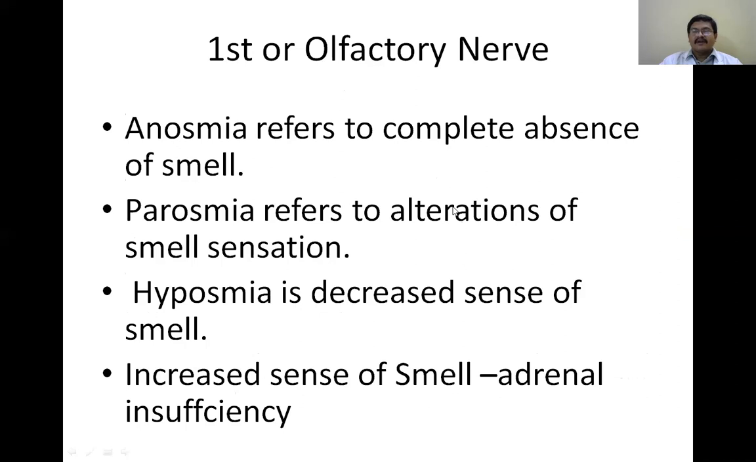Then what are the different abnormalities? Anosmia refers to the complete absence of smell. Parosmia refers to an alteration in the smell sense. Hyposmia means a decreased sense of smell. Increased sense of smell you see in adrenal insufficiency. In anosmia, the commonest cause is the cold. Nowadays, everybody is worried about COVID. COVID can also cause anosmia, and ageusia.